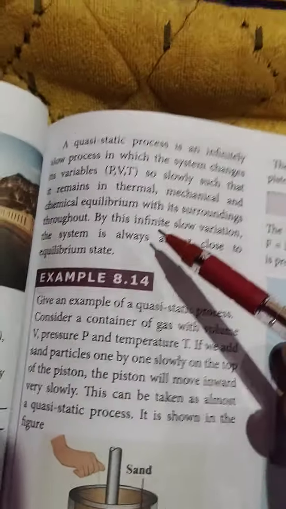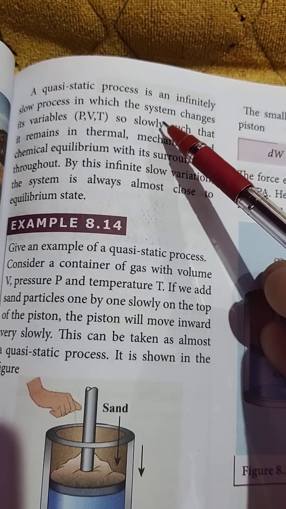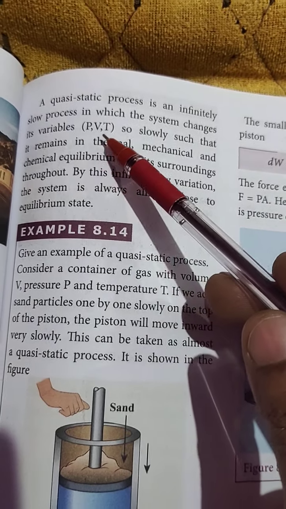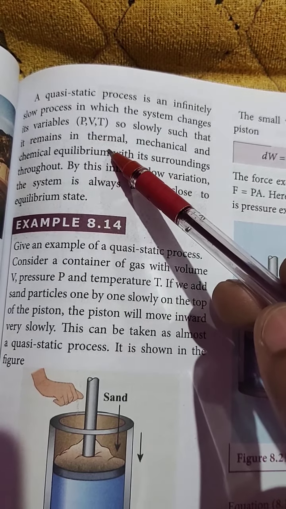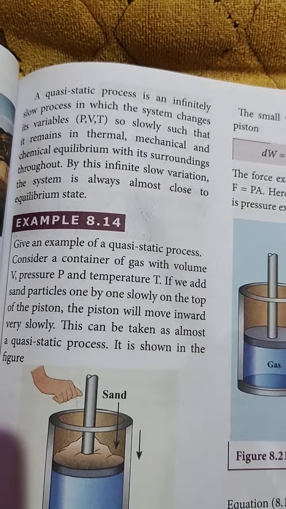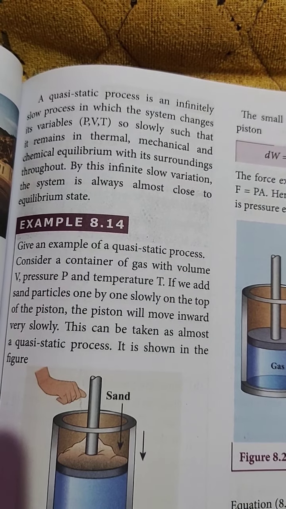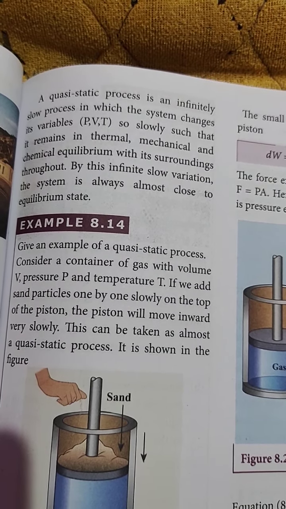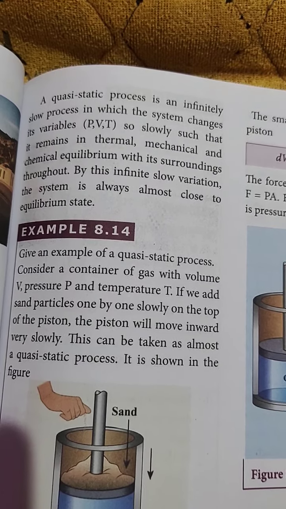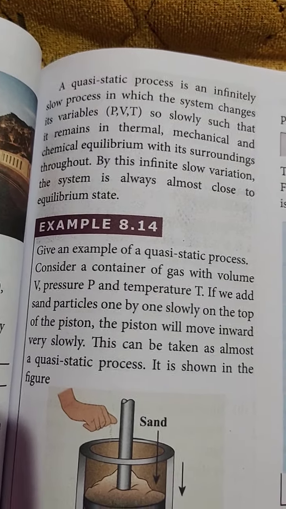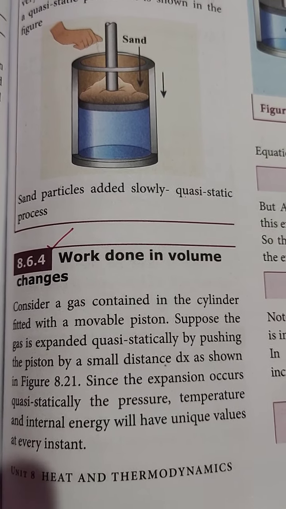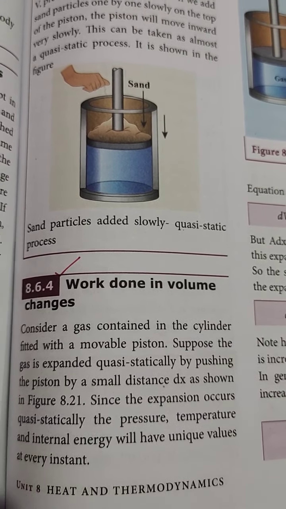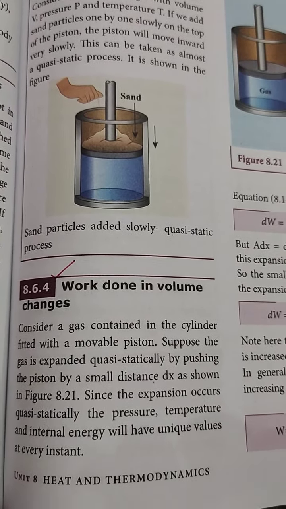Okay, so a quasi-static process is an infinitely slow process in which the system changes its variables P, V, T slowly such that it remains in thermal, mechanical and chemical equilibrium with its surroundings. By this infinitely slow variation, the system is always close to the equilibrium state. Next topic, work done in volume changes.